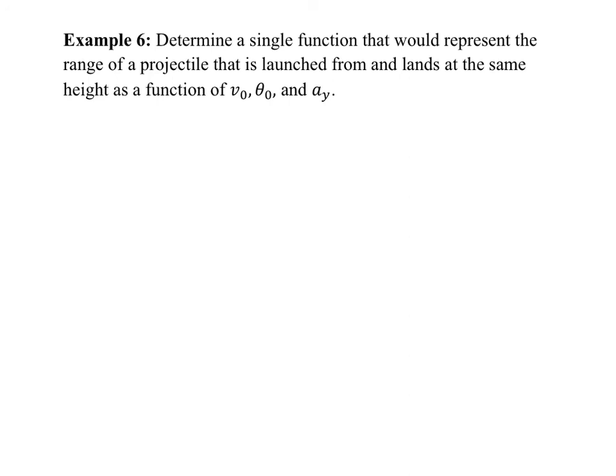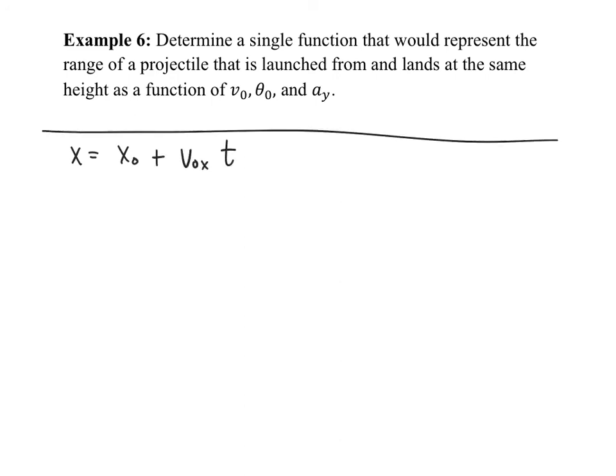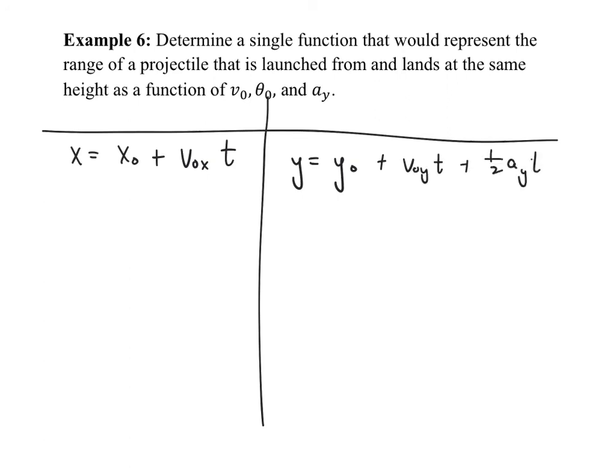So in the x direction, here's what we've got. We've got x equals x0 plus v0x times t. Same equation as a moment ago. In the y direction, we've got y equals y0 plus v0y t plus 1/2 ay t squared. Okay, so this is the starting point to show the derivation.